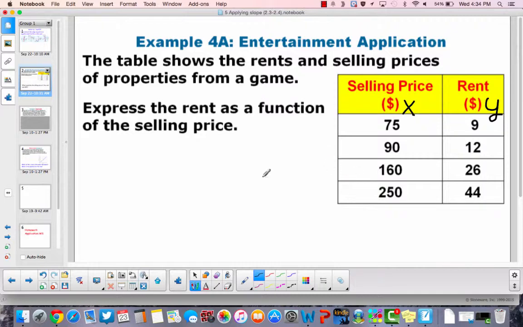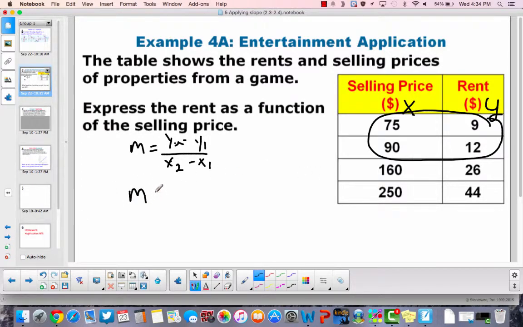So now we need to think about what we need to do if we need to express the rent as a function of the selling price. Well, one of the things we need to have is to write the equation of the line. The first thing we can do is to find the slope. So find the slope by taking y2 minus y1 over x2 minus x1. So we pick any 2 points we want. I'm just going to pick these first 2 points, and we plug that in and find the slope.